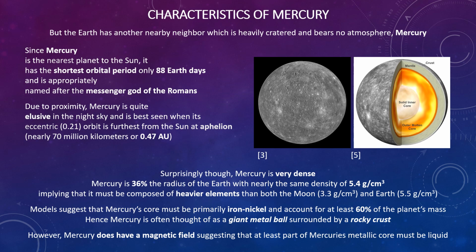However, since Mercury is the closest to the Sun, it is very difficult to observe in the night sky and is best seen when it is at the furthest point in its eccentric orbit, when it is at aphelion.